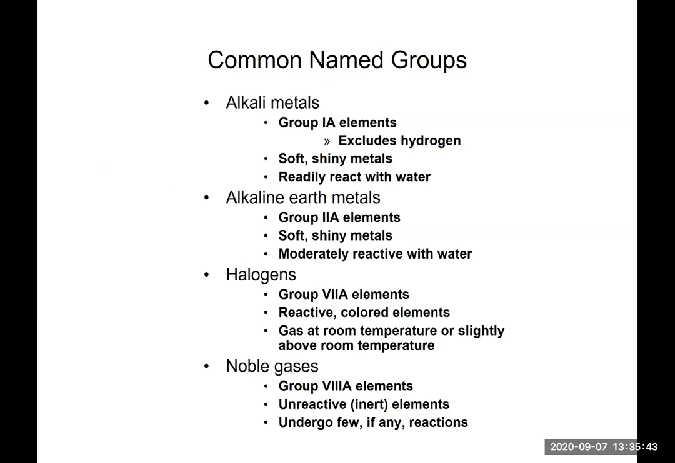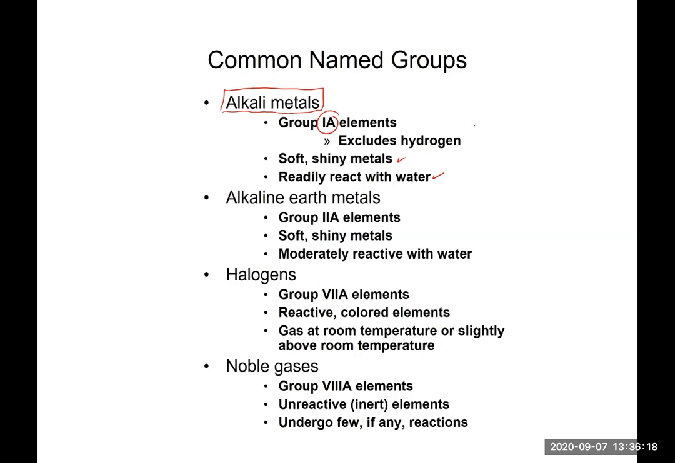There are 4 groups that we are going to discuss that have common names and numerical names. So group 1A, that's the numerical name, are also called alkali metals. That's the common name. They're soft, shiny metals, and they're highly reactive with water. In fact, violently reactive with water. If you put sodium or potassium in water, it will start to spark and make flames. And if you put enough sodium or potassium in water, it will explode.